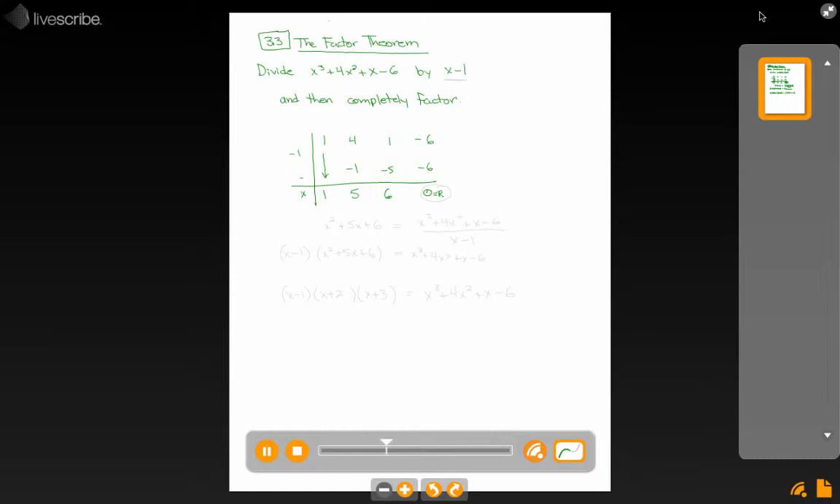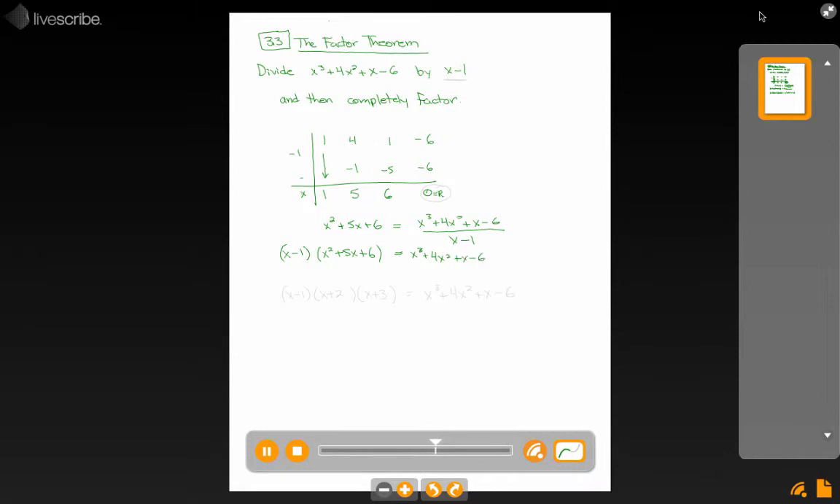when you're doing division, because if the remainder is 0, what it means is that this polynomial that I got as a result here, the quotient x squared plus 5x plus 6, is equal to the division x cubed plus 4x squared plus x minus 6 divided by x minus 1. No remainder, so I don't need to write plus 0 or anything like that. So what that means is that x minus 1 times x squared plus 5x plus 6 is equal to our big fat polynomial x cubed plus 4x squared plus x minus 6.